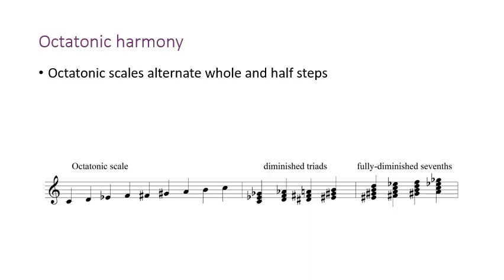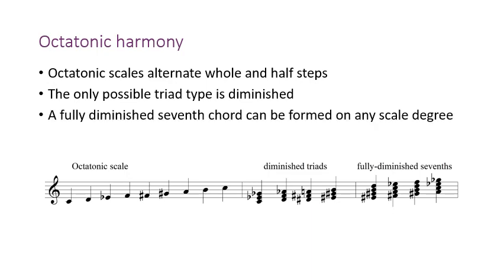Now let's do the same thing with octatonic harmony. As you know, the octatonic scale alternates whole and half steps like this. And because it's another symmetrical scale, it happens that the only type of triad you can create is a diminished triad. So if I take C, E flat, F sharp, or G flat, and then D, F, G sharp, or A flat, and so on, those are all diminished triads. And if I add a seventh to those on any scale degree, the only type of seventh I'm going to get is a fully diminished seventh chord.